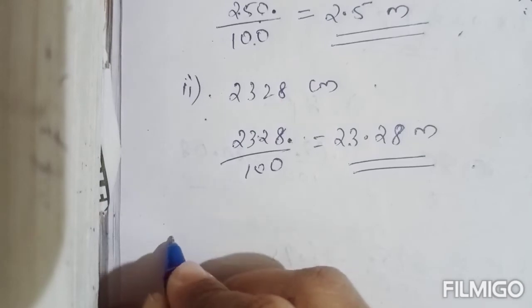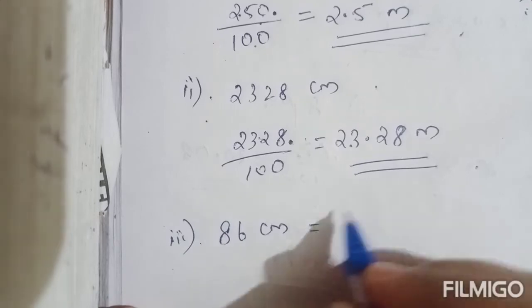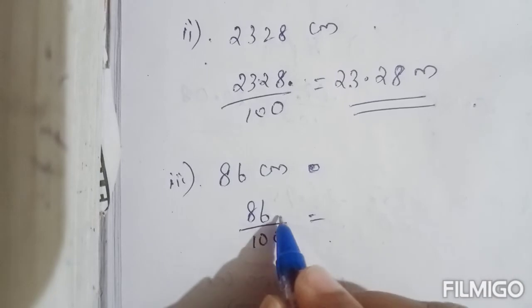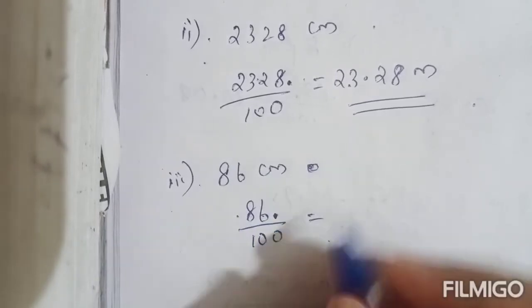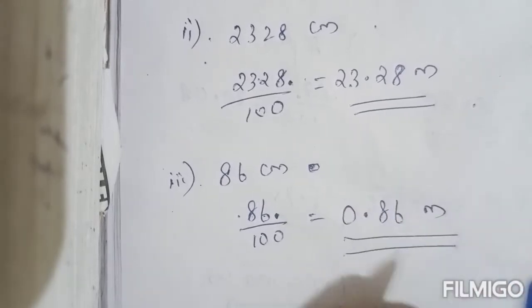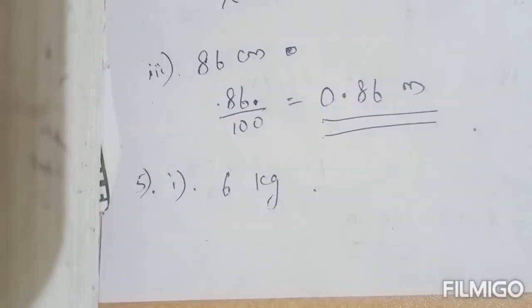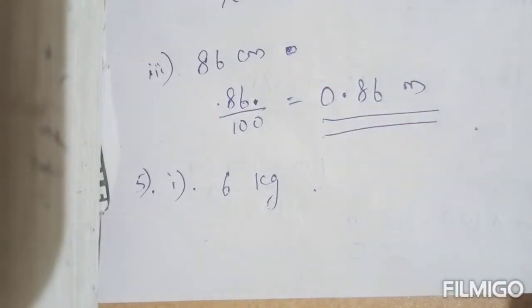Now in that third one, 86 centimeter. So just divide 86 by 100. The decimal point will move 2 places to the left. 1, 2 here. That is 0.86. 0.86 meter. Do the fourth one and fifth one as homework. Next topic, measuring weights. Fifth question, express in gram.